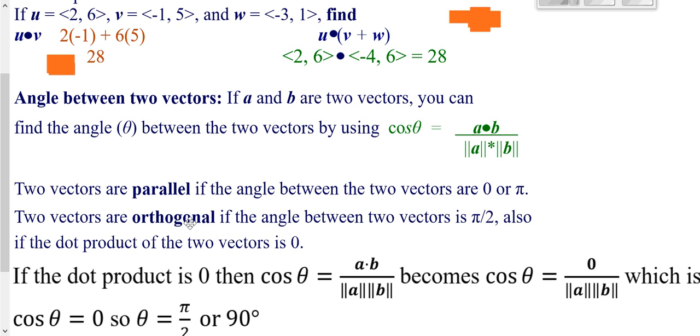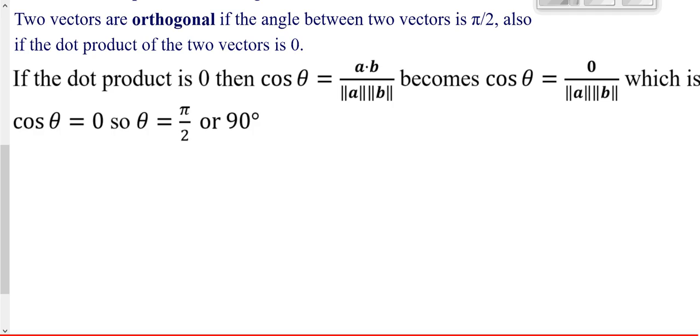Vectors are orthogonal if the angle between them is 90 degrees. But the easiest way to see if they're orthogonal is if the dot product is 0. To help you understand why we really only have to look at if the dot product is 0, this is our angle between two vectors formula right here. Well, if the dot product is 0, that means a dot b is 0. Well, 0 divided by anything is 0.